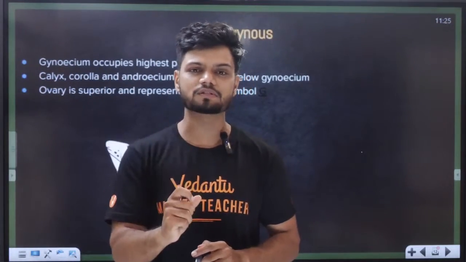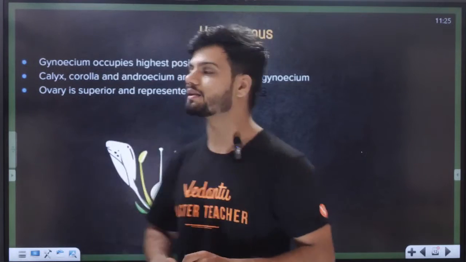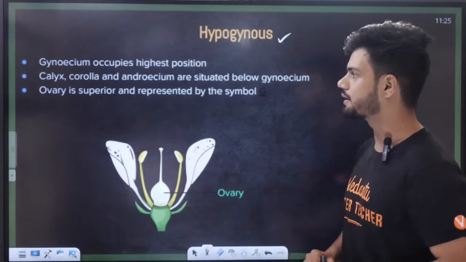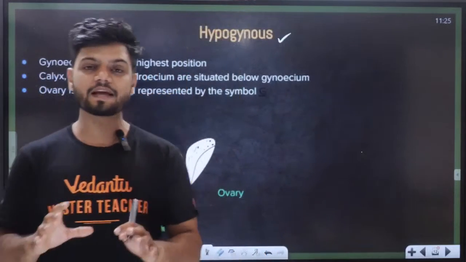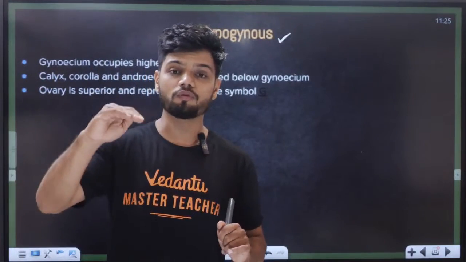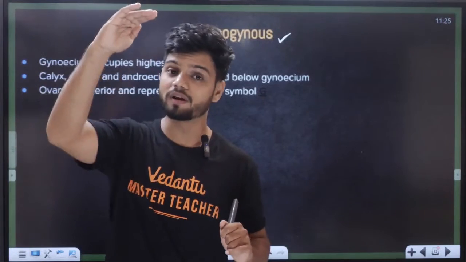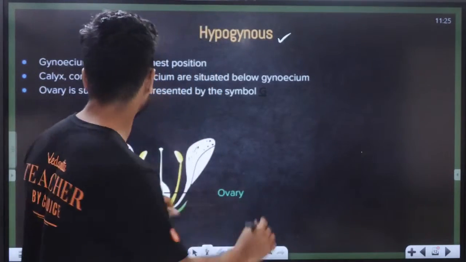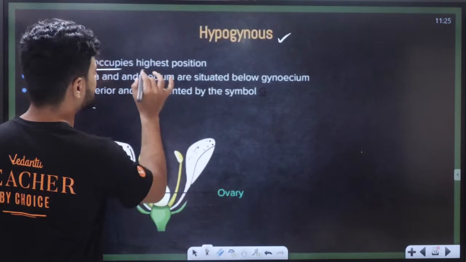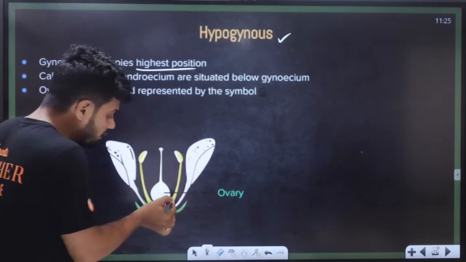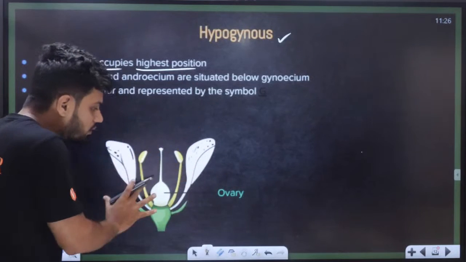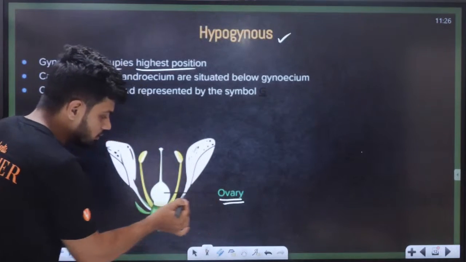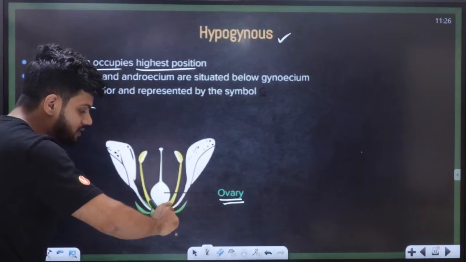We'll understand first of all what is the hypogynous condition. Now students, understand hypo. In the case of hypogynous condition, the ovary is situated on the top. Ovary is taking the top place here. See here, the gynoecium occupies the highest position. That is, ovary is superior. Can you see? This is the entire flower. And if you see the entire flower, the ovary is on the top and everything else is below it.